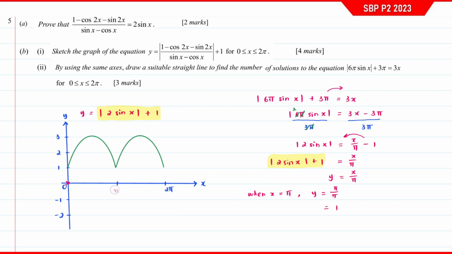So here this will be the pi. When x equals pi, y is equal to 1. So we will have another point here. Then we can plot the straight line. Here we have two intersection points. Therefore, the number of solutions will be equal to 2.